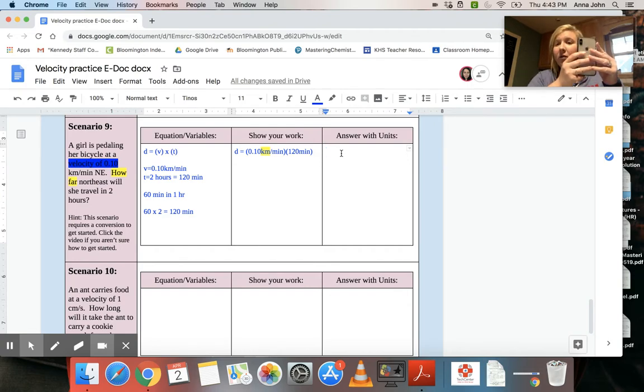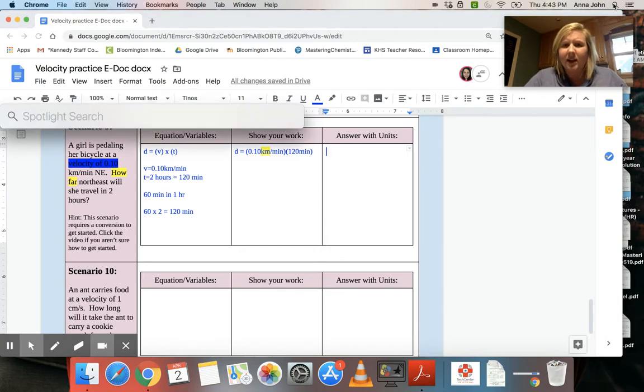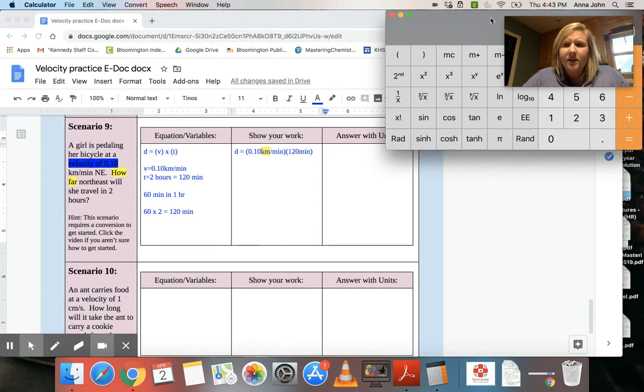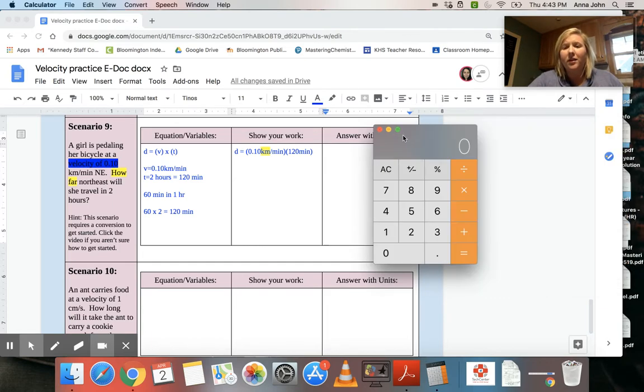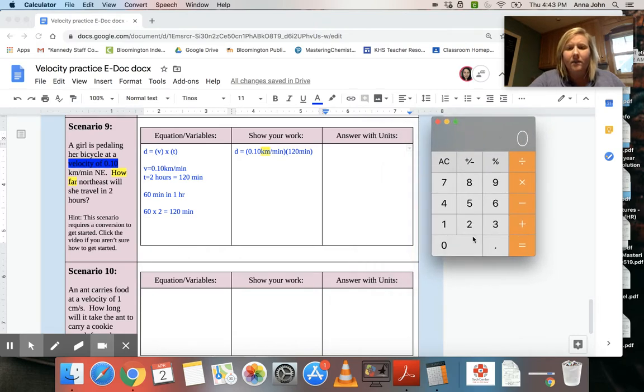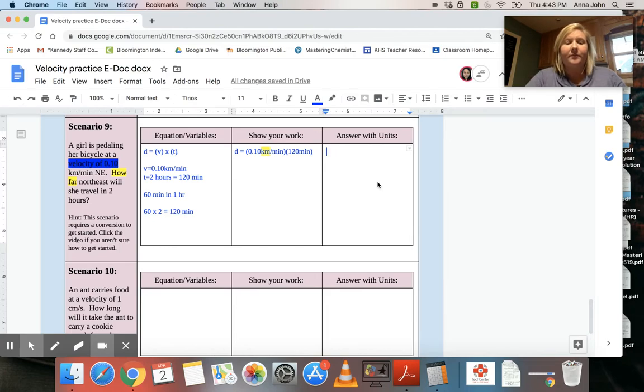I've got my phone here, but you can use the calculator on your computer. I'll show you in case you haven't used that yet. Here's my handy dandy calculator. If you needed to do square roots and stuff, you can have the big version. Otherwise, we just need the smaller version. I'm going to take 0.10 times 120, and I get 12. So my answer is 12 kilometers.